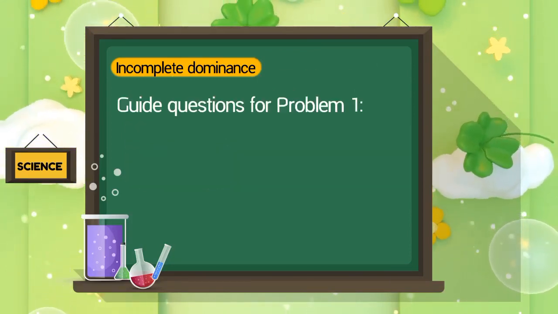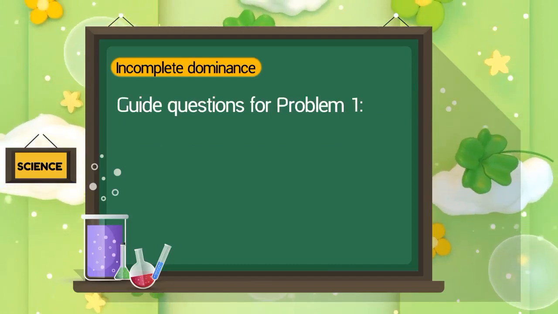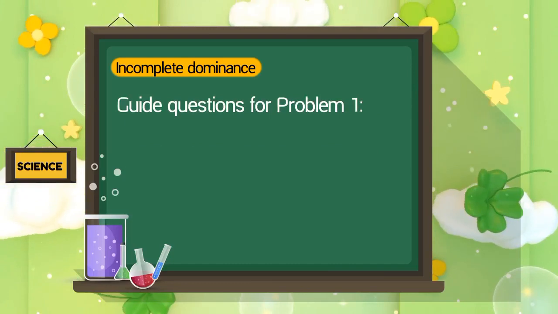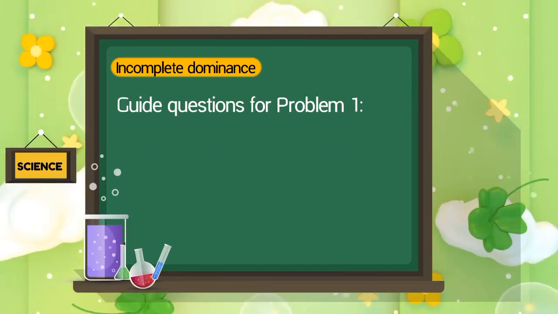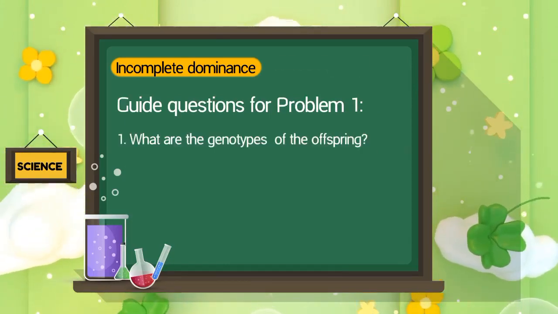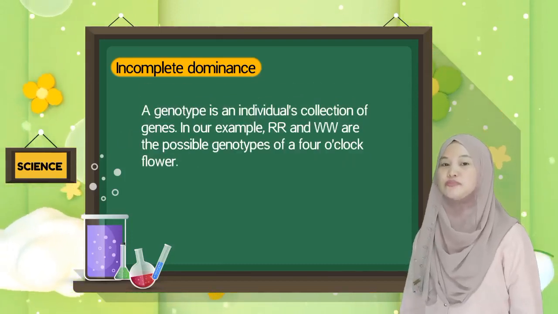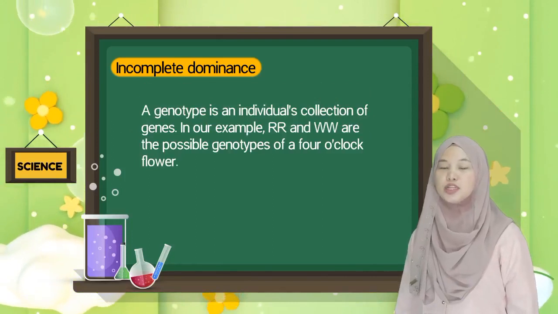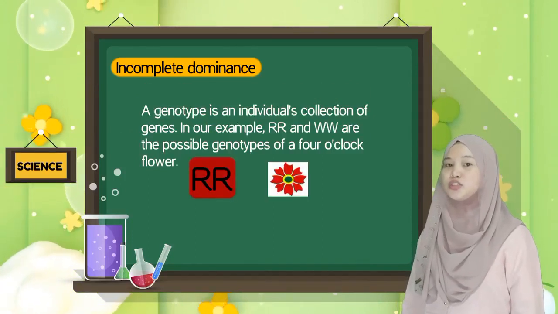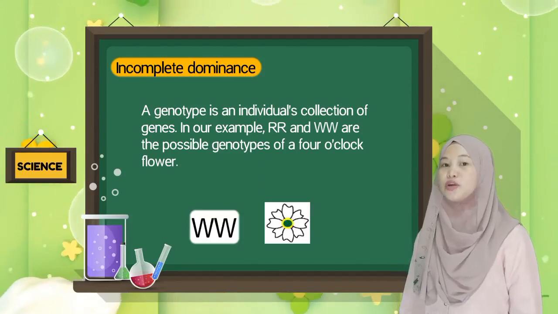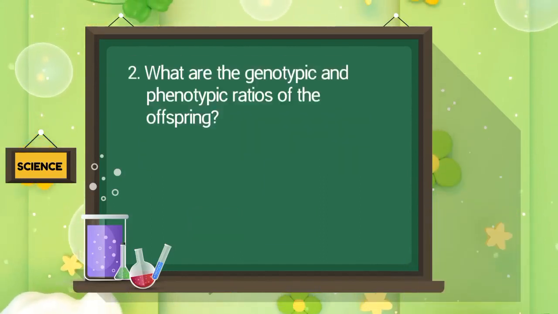So now that we have an idea what is incomplete dominance, let us go back to our question in our problem. So what are the genotypes of the offspring? A genotype is an individual's collection of genes. In our example, 2 uppercase letter R and 2 uppercase letter W are the possible genotypes of a 4-o'clock flower plant.